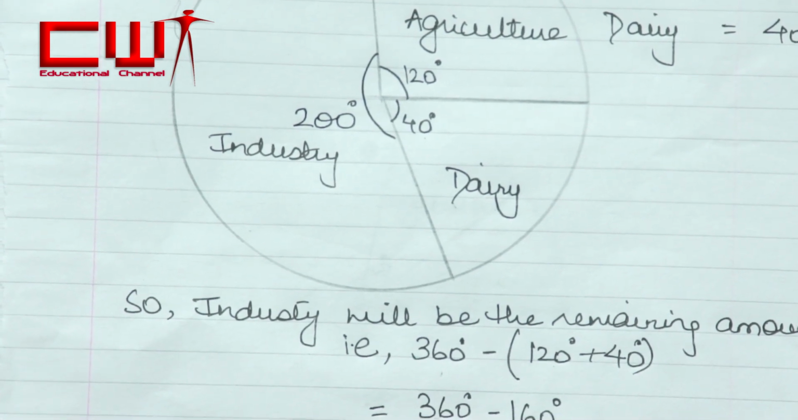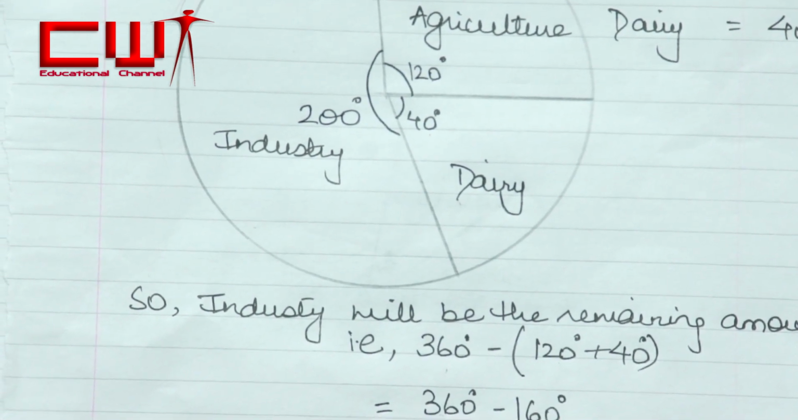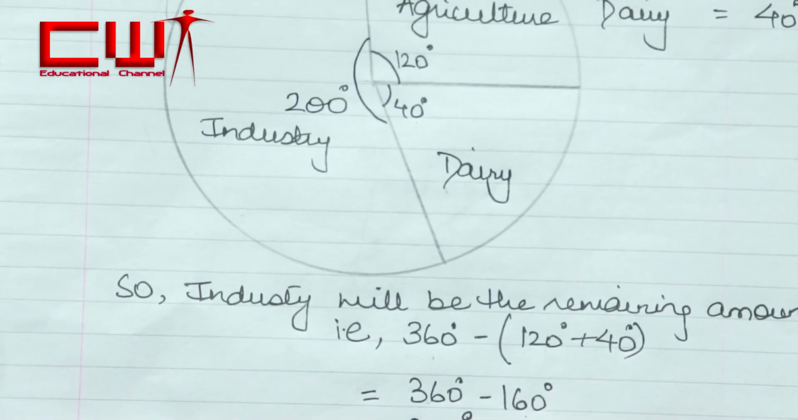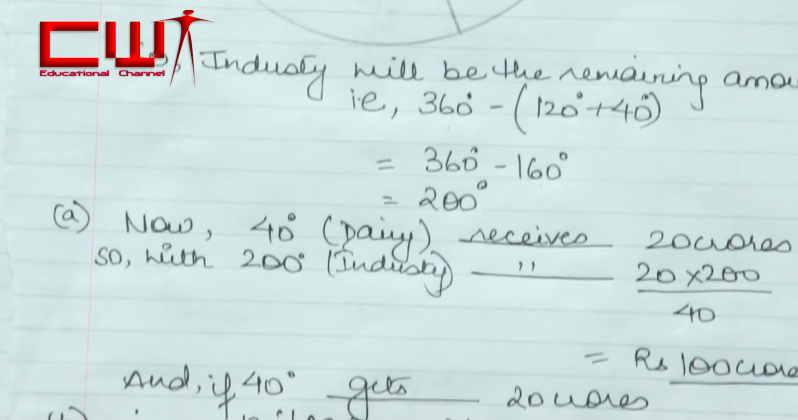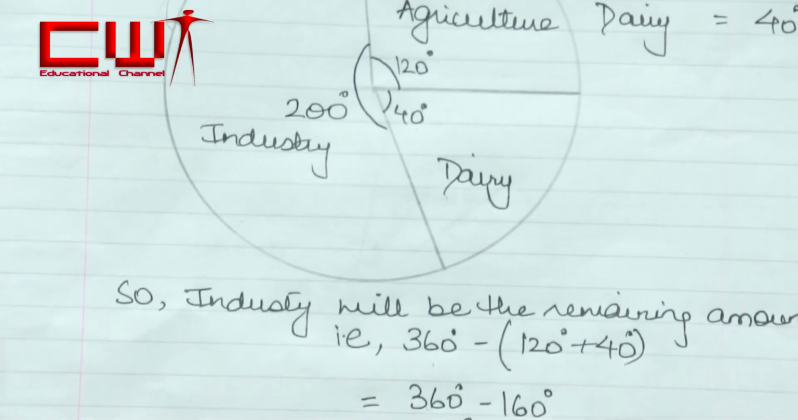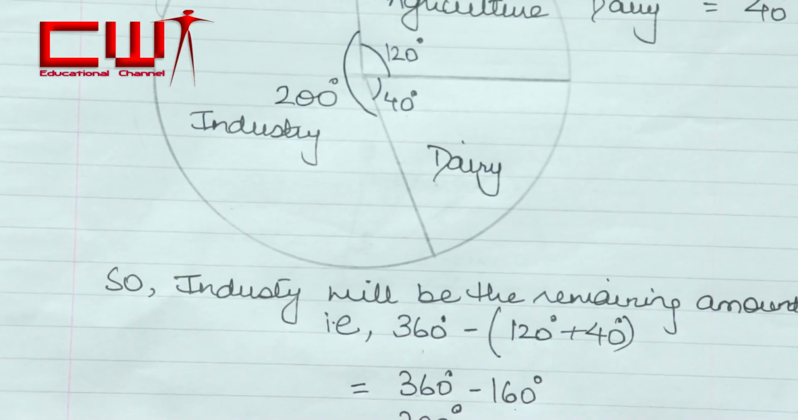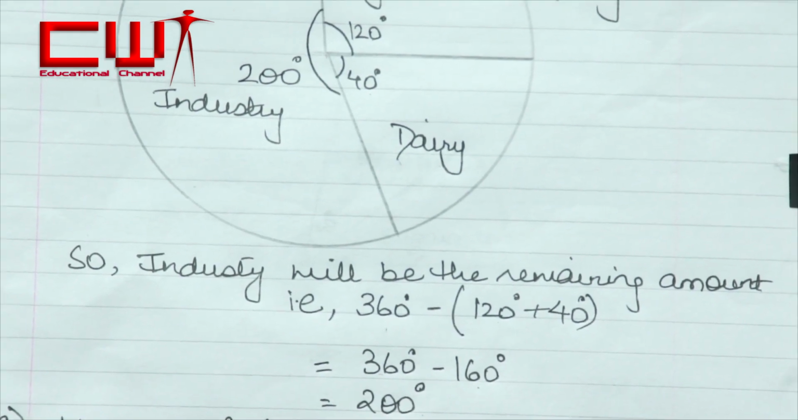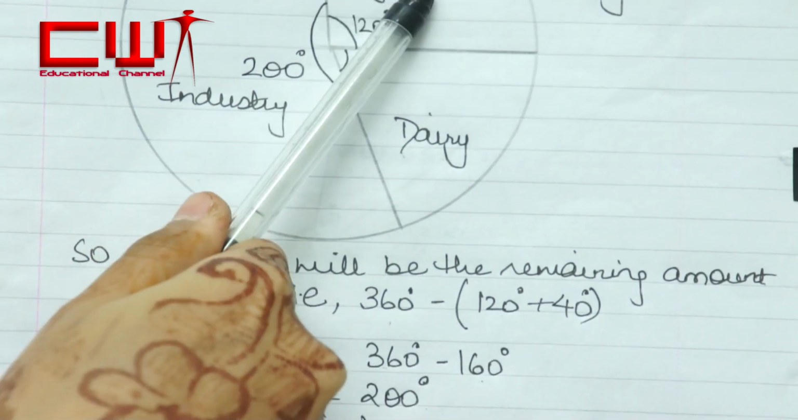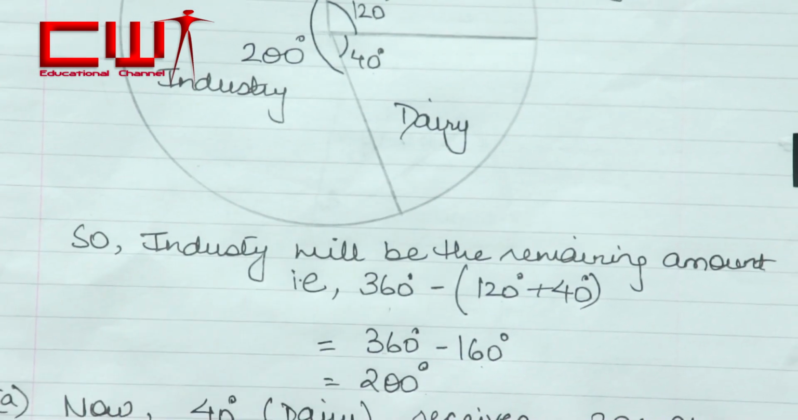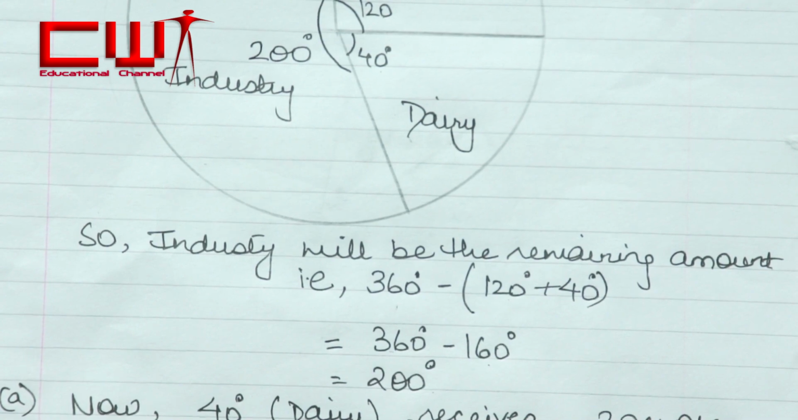Now, the first part of the question says, if the dairy sector receives 20 crore of loan, then find the total amount of loan disbursed. That means, if out of these 3, that is agriculture, industry and dairy, dairy is getting 20 crores of loan, then what is the total amount of loan? Total means agriculture plus industry plus dairy. In this total, we just know the contribution of dairy. How will you find out?